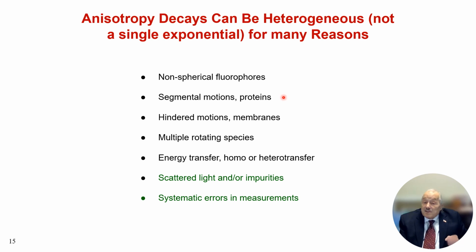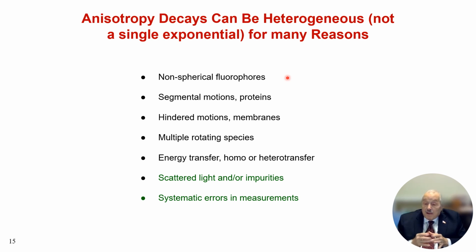In the previous lecture, I showed you that the immunoglobulin molecule can have both an overall correlation time and independent motion of the Fab fragments on the ends. So segmental motions in proteins can give you a heterogeneous, or not a single exponential, anisotropy decay. The fluorophores are not necessarily spherical. Consider perylene, and I should have put the structure of perylene on this slide, but it's a big flat polyaromatic molecule. So it has two different rotational correlation times.